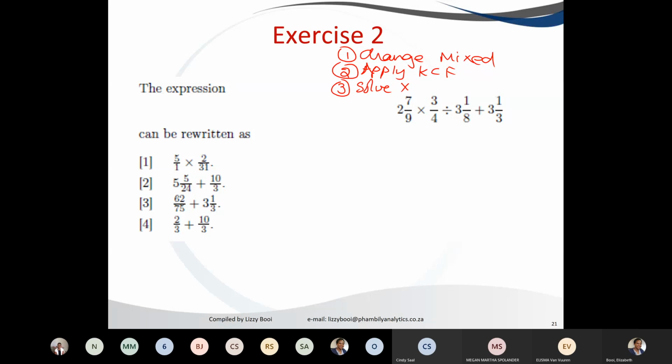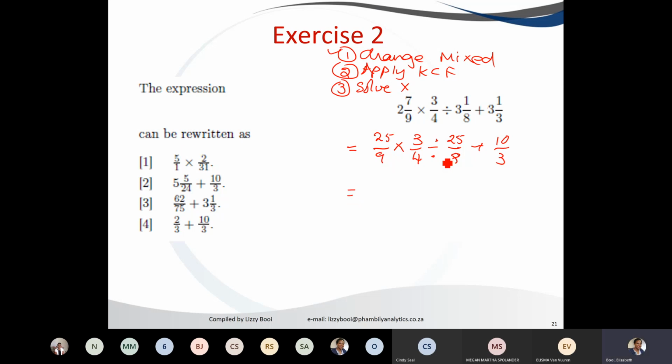Nobody. Okay. So to answer the question, since nobody wants to help, we first need to change the mixed fractions. So 9 times 2 is 18, plus 7 is 25 over 9. Multiply by 3 over 4, because that's the only thing we're going to be doing. Divide by 3 times 8 is 24 plus 1. Okay. Plus 1 is 25 over 8, plus 3 times 3 is 9, plus 1 is 10 over 3.